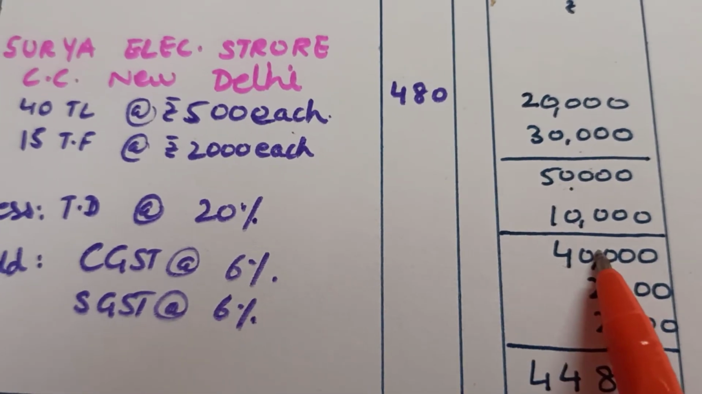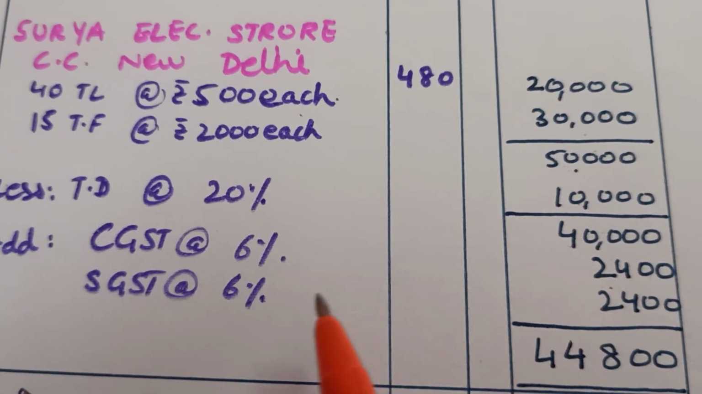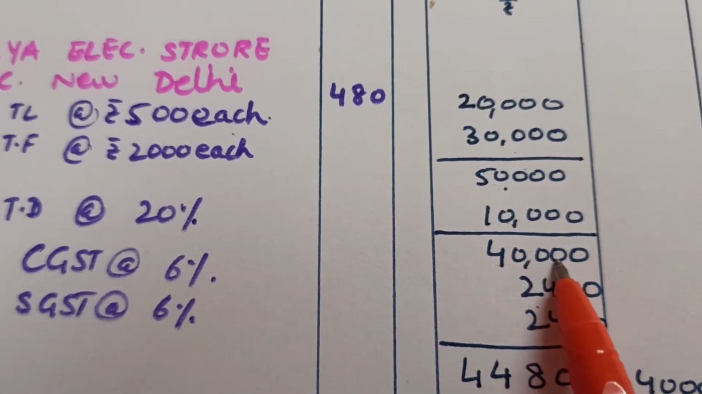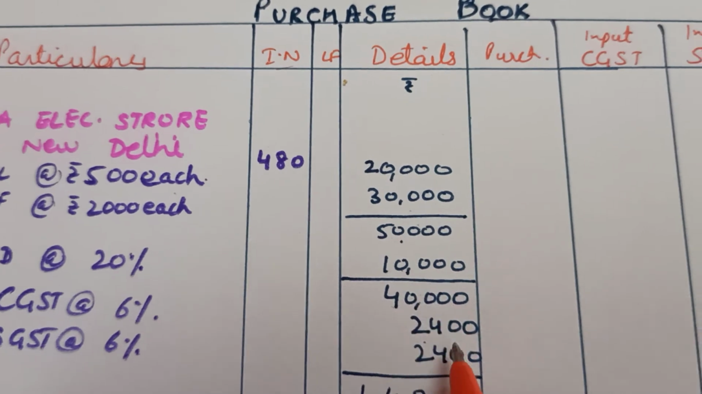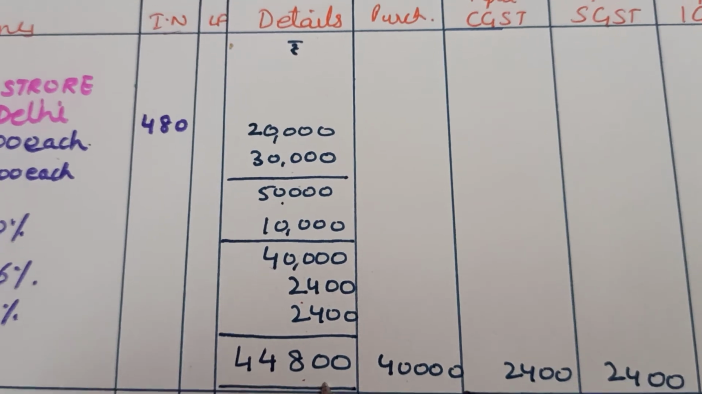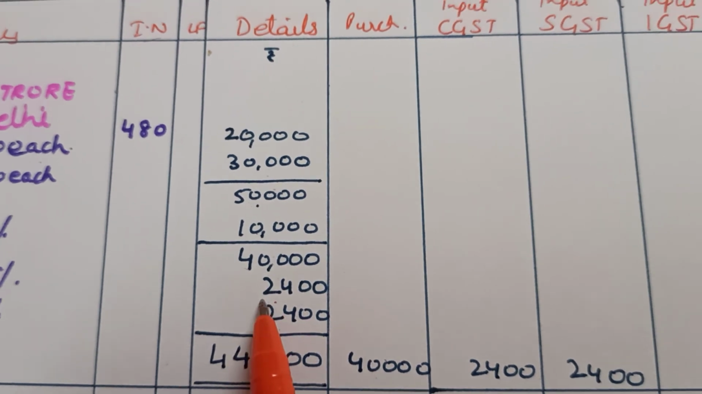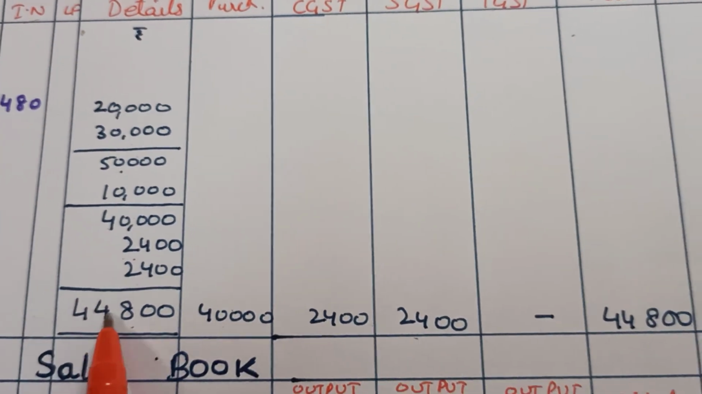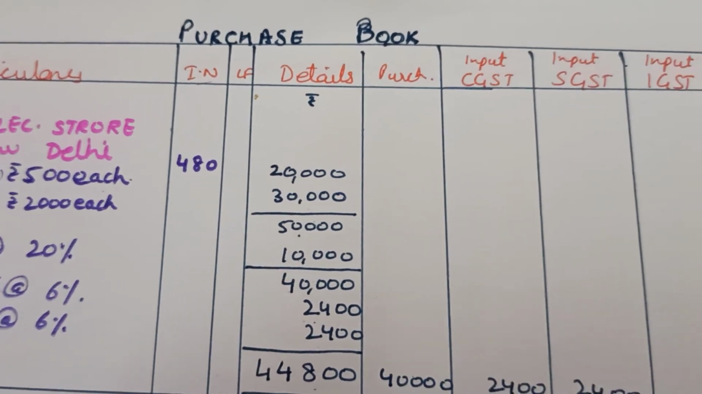Then on this we add the CGST and SGST. CGST at 6% on 40,000 means 2,400, and SGST at the same amount, 2,400. The total amount, 40,000 plus 2,400 plus 2,400, is 44,800, which is the total in the details column. Now the bifurcation will come here. 44,800 is the net amount, but what was the purchase? The purchase was 40,000, 2,400 was input CGST, 2,400 input SGST, and the total amount is 44,800. That is one transaction for the purchase book.